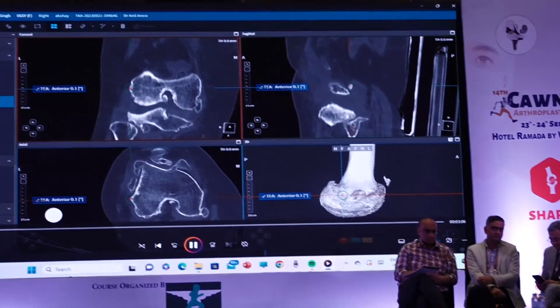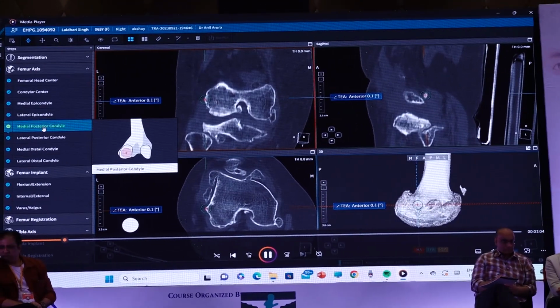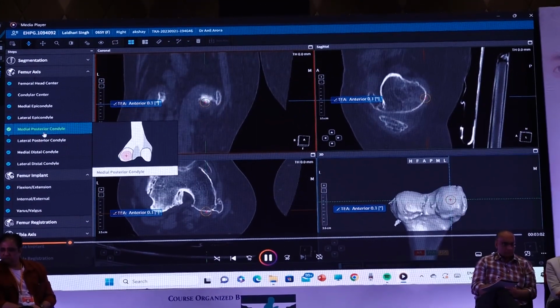We can start from the very beginning. Okay? This is how we planned this case. This is CT-based system. Femoral head center. The condylar center. The medial epicondyle. In this case, we took surgical trans-epicondylar axis. We took sulcus behind the medial epicondyle.